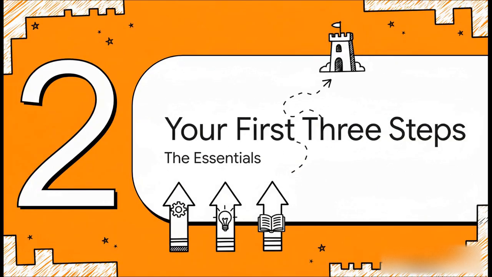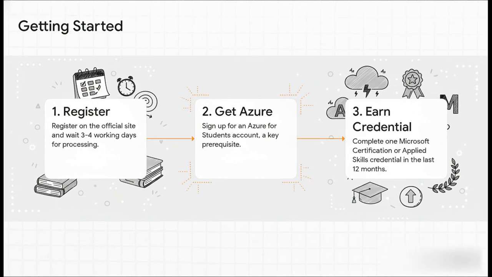All right, every journey has to start somewhere. These next 3 steps, they are the absolute must-dos. They're the foundation. You can't really move forward without getting these locked in first. Okay, step 1, head to the official site and register. Super simple, but give it 3 or 4 business days to go through.